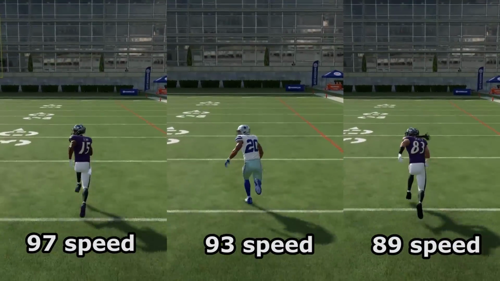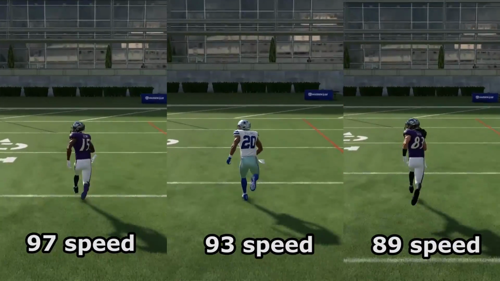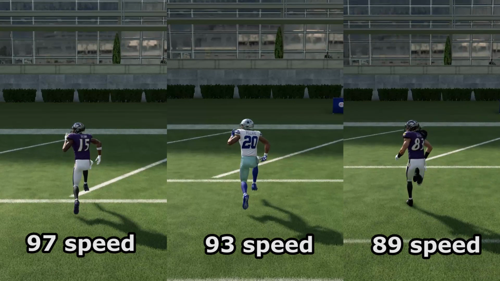If we freeze the frame right when Marquise Brown begins to cross the plane of the goal line, we get some useful information. We can see that over a distance of 50 yards, Brown gained close to 1.5 yards of separation on Tony Pollard and nearly 3 yards of separation on Willie Snead.